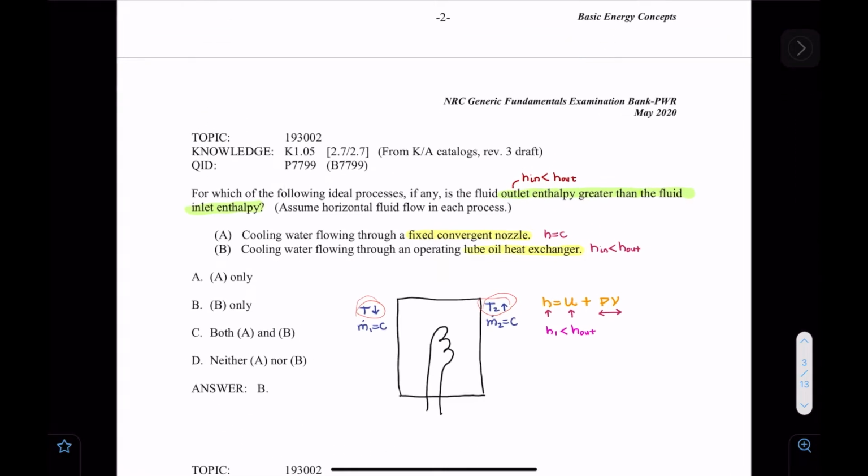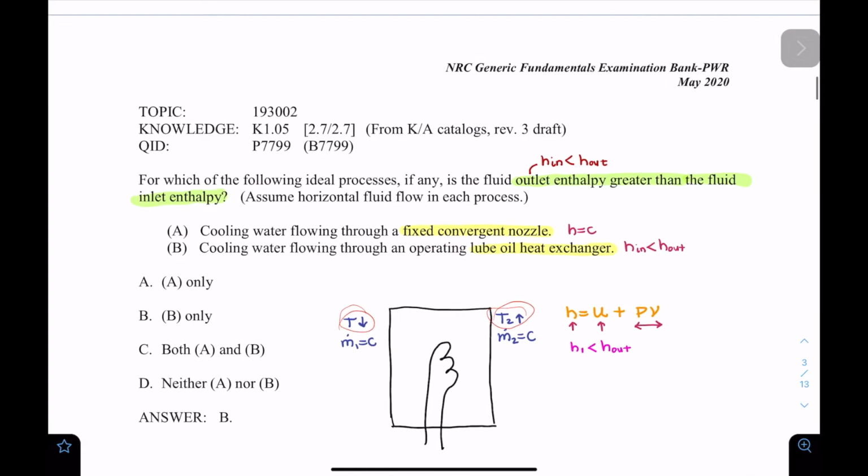So for this one, for the convergent nozzle, we already talked about the convergent nozzle, but we haven't talked about the heat exchanger. A heat exchanger is a device in which energy is transferred from one fluid to another across a solid surface, and one liquid is going to be hotter than the other, and the energy transfer is going to be from hotter to colder, right? That's kind of like how it works.